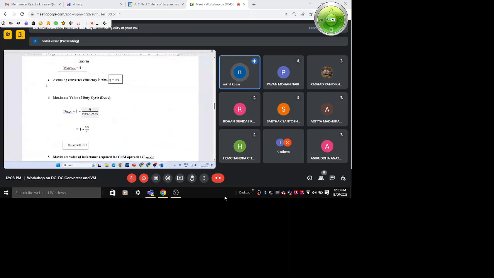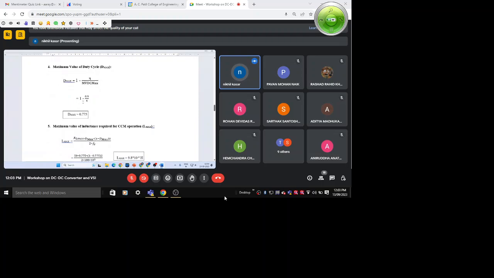Okay, so now we will calculate the duty cycle. DC transfer function, I will say 1 minus D, and the value of maximum duty cycle is 0 point.